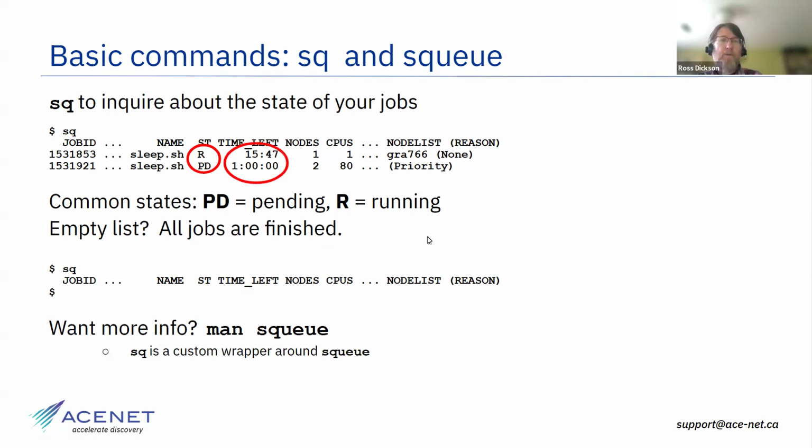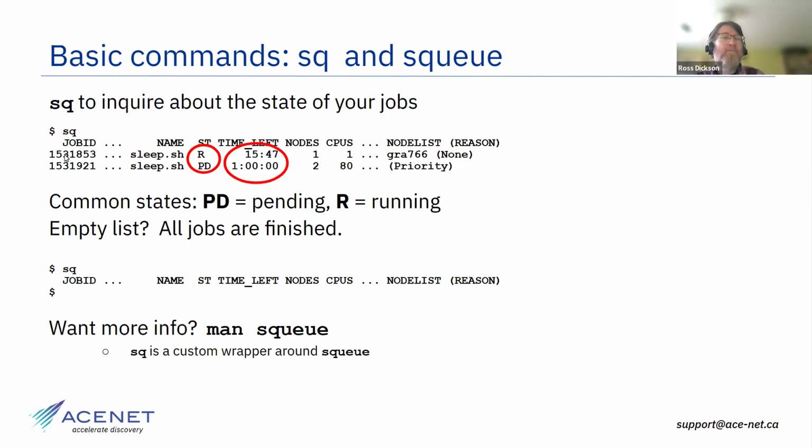Let's see. What else is there? All right. SQ will show you a bunch of other information as well, which you can pick out some of here. I pointed to the job IDs already. The time left is probably the one that's most interesting to you. For a pending job, that's just going to show you how much time you requested, which is nothing new or surprising. For a running job, it shows you basically a countdown.